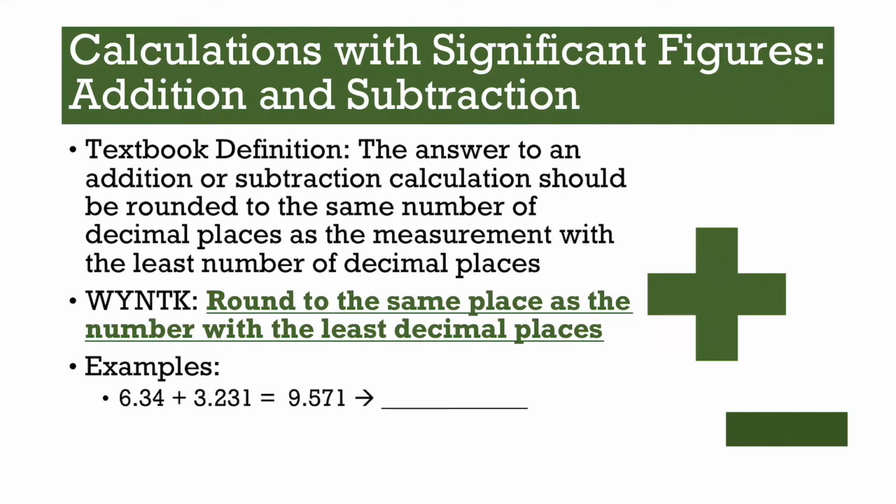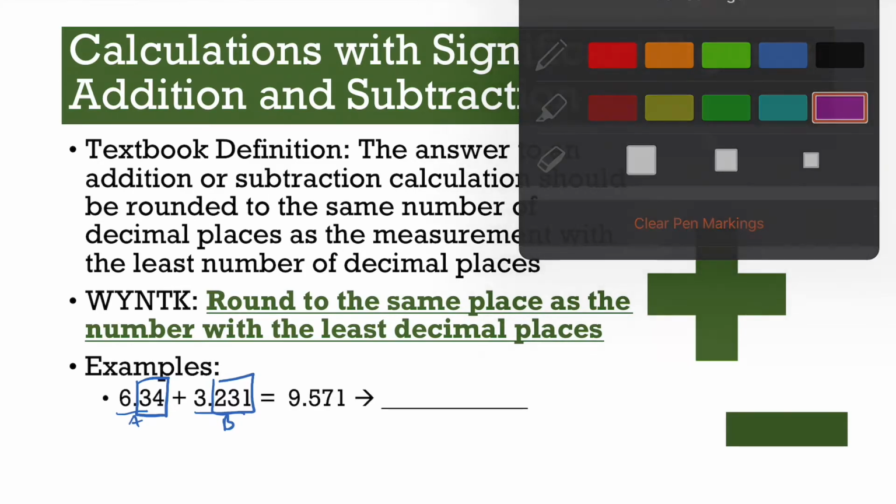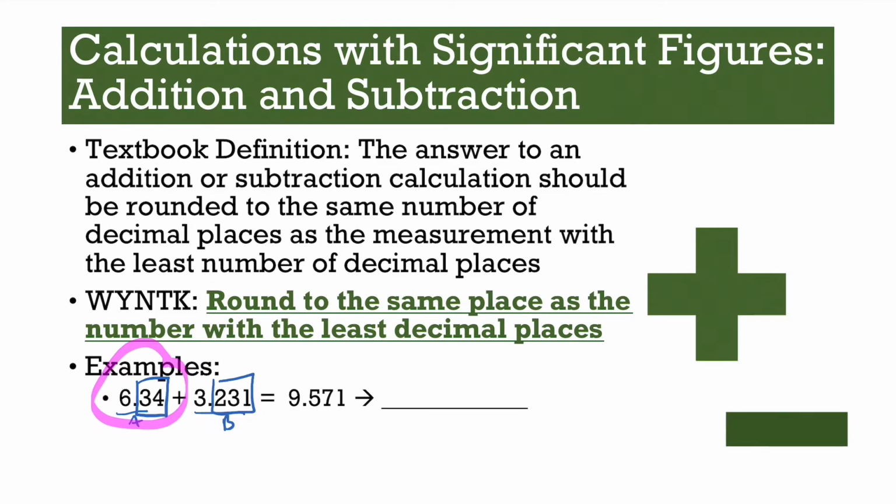So what that means is that we have this number and this number. Let's call this A, call this B. A has 2 decimal places, but B has 3 decimal places. So you can only round to the same place as the number with the least number of decimal places. So that's this number. That has the least number of decimal places. There are 2 of them. So that means this needs to be rounded to 2 decimal places, and that would be 9.57.